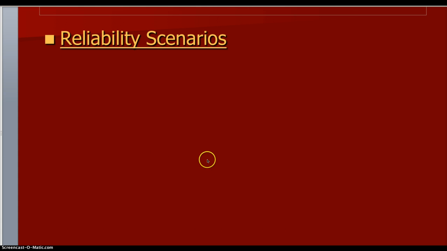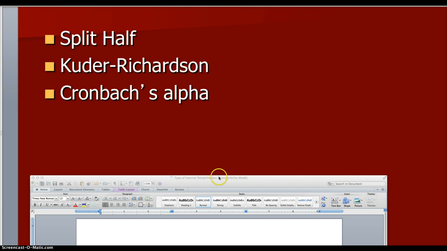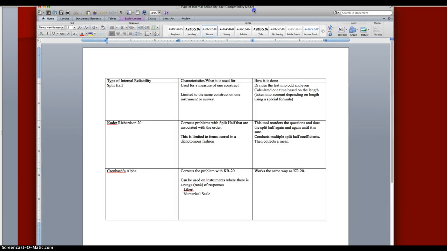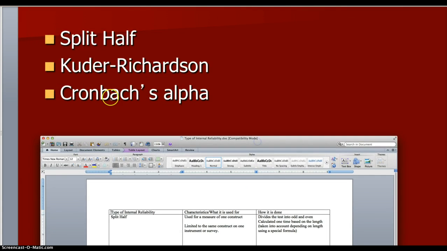There is a set of reliability scenarios that we're going to use as a discussion thread, but I'm going to go on to the three different types of reliability. In the documents that you have, you're going to see a page that looks like this. It's called Types of Internal Reliability. When we discuss internal reliability, it's how well is the assessment or the survey constructed? How well do the questions load against each other so that they have something to do with one another?